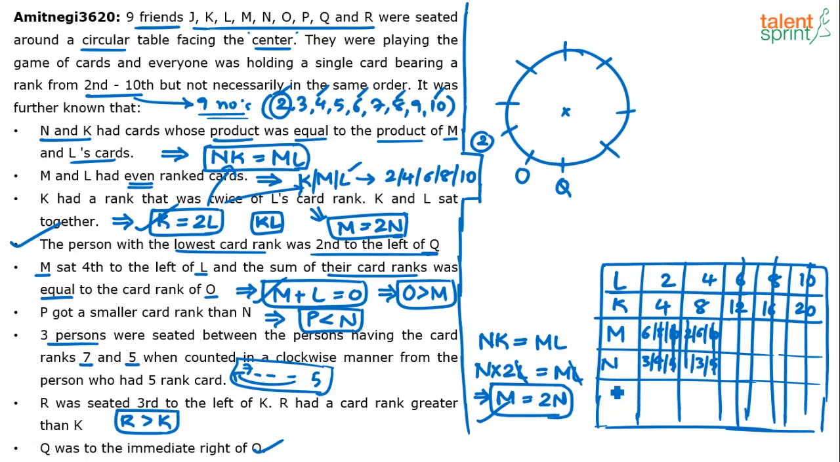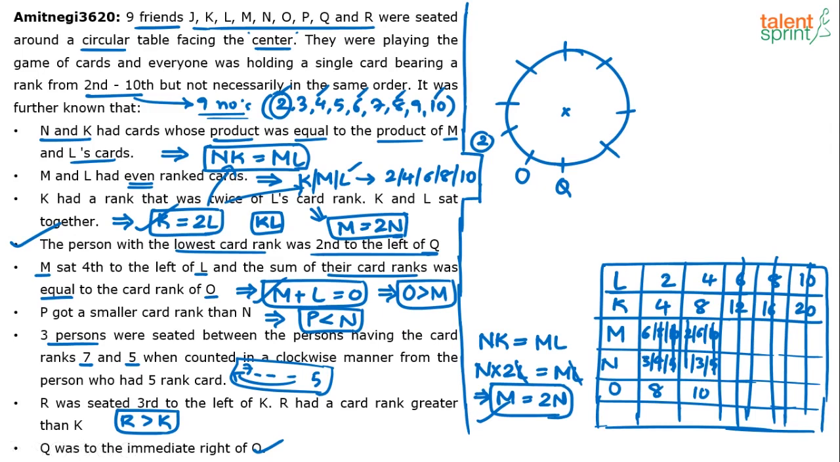Accordingly, find out what? Can we find out O? We can find out O, because both M and L have been obtained, right? What will be O? See, O is equal to M plus L. So M plus L, 6 plus 2, 8. Here O is equal to M plus L, 6 plus 4, 10. You getting it? So O is equal to 8 or 10.